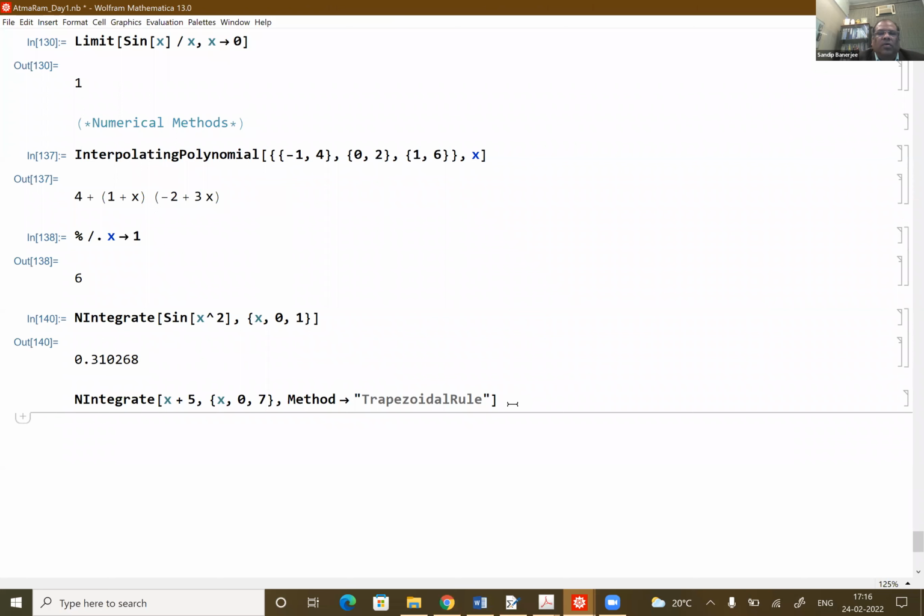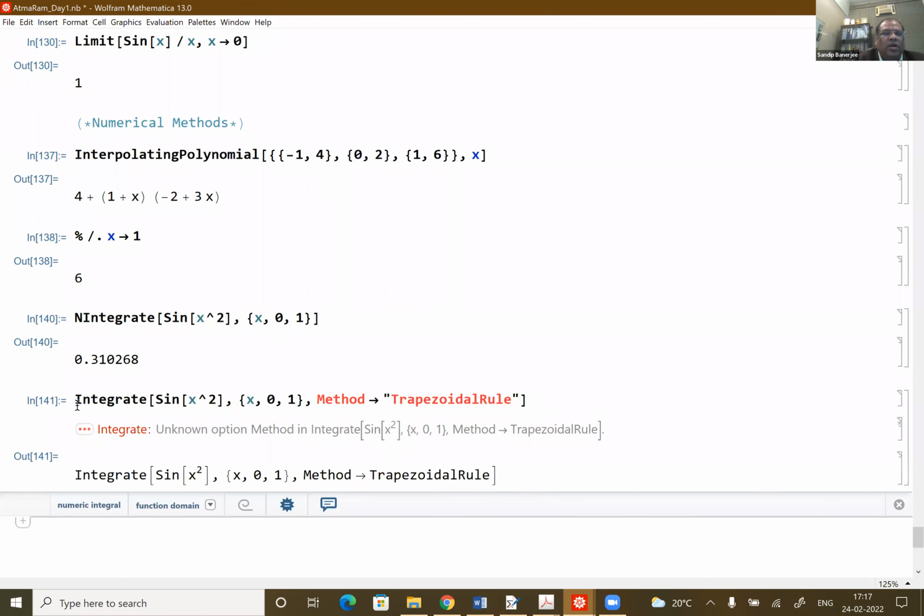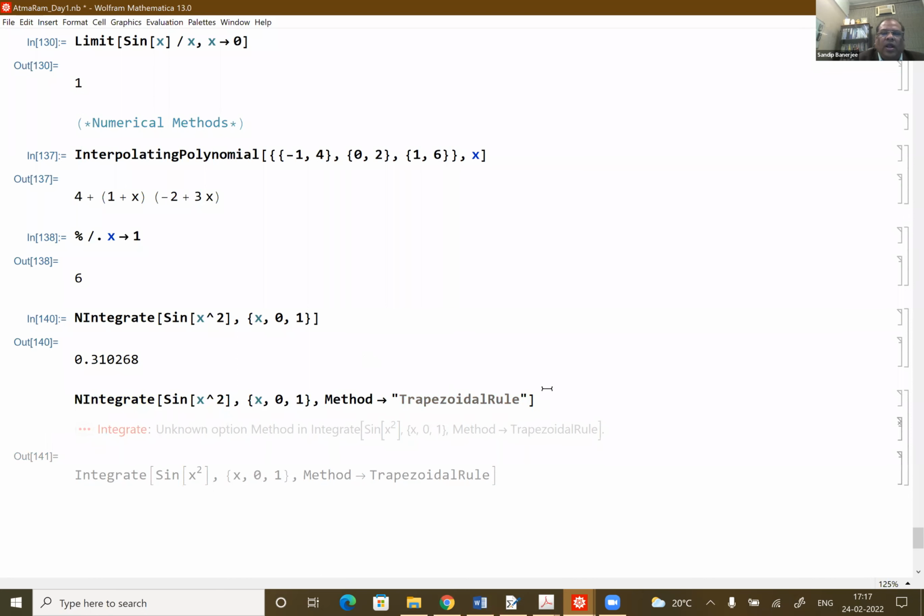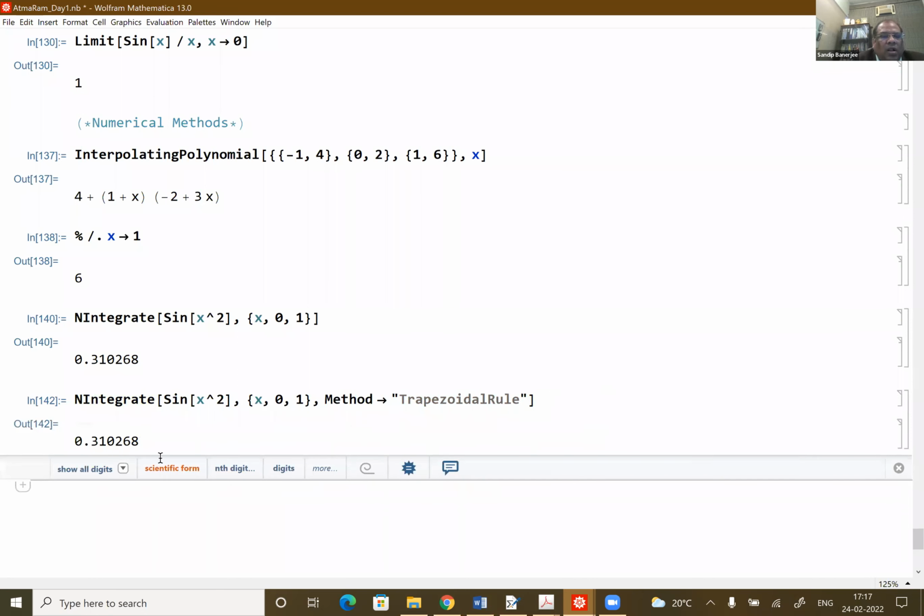Yeah, so if I just copy this one, let me take the same thing. Sine of x squared, 0 to 1, and I use trapezoidal. But if I just write integrate, I think it should work. No, it becomes red, so it will not work. So I have to give NIntegrate, and it worked. It's the same thing.